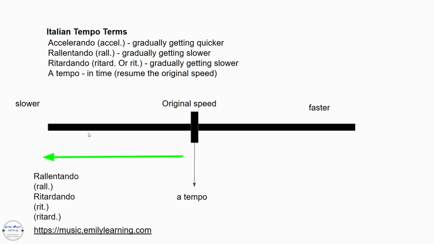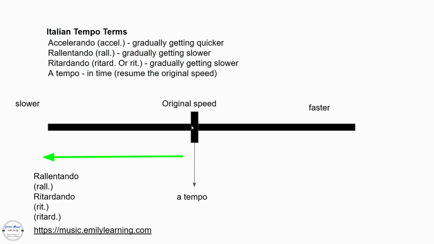You'll notice that for all the Grade 1 terms and signs, there are only 2 terms that start with R, and those R terms are getting slower. Simple. It will be the rall, and the rit, and the ritard. So this refers to getting slower. In a lot of the music pieces that you'll be playing, particularly towards the end of the song, you might see this rall or rit or ritard.